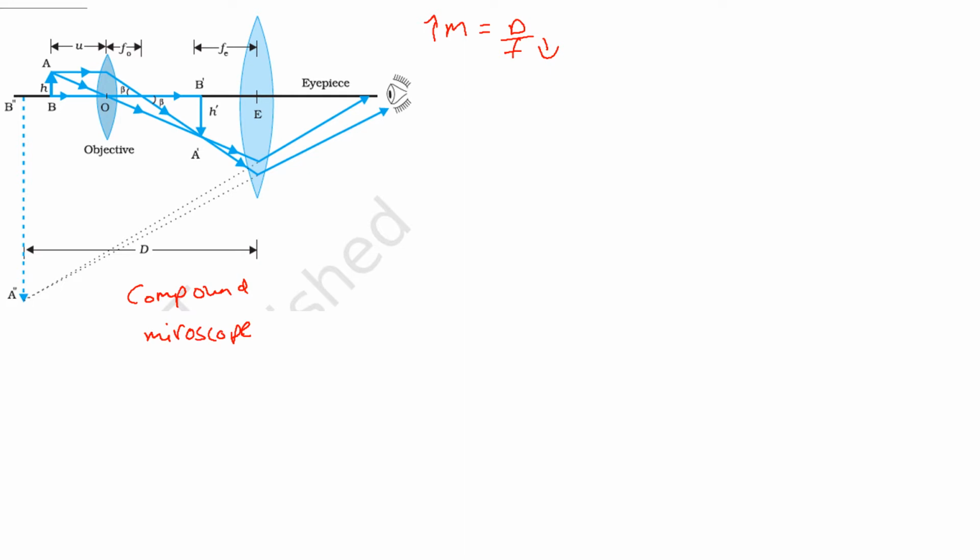Now first, what is objective lens? Objective lens is the lens which is kept near the object. Here you can see AB is the object. The lens kept near the object is known as objective lens, and the lens that is near the eye is known as eyepiece. So let us understand the figure first. We have the object AB of height h that passes through the objective lens and creates an image A dash B dash, which becomes a virtual object for the eyepiece.